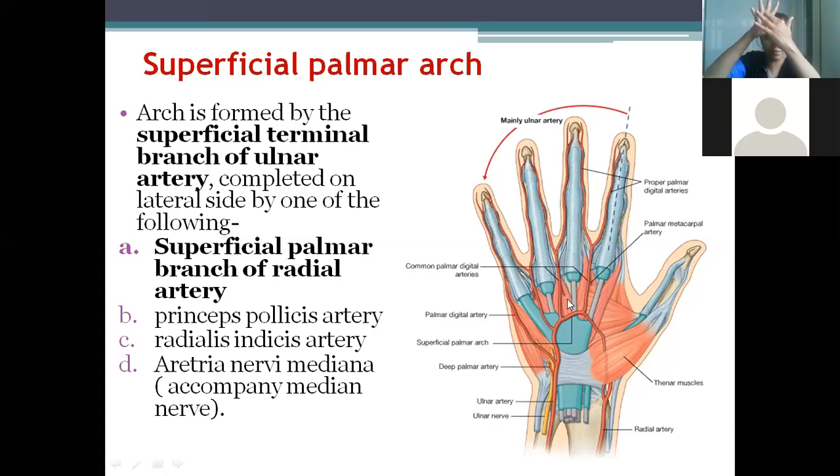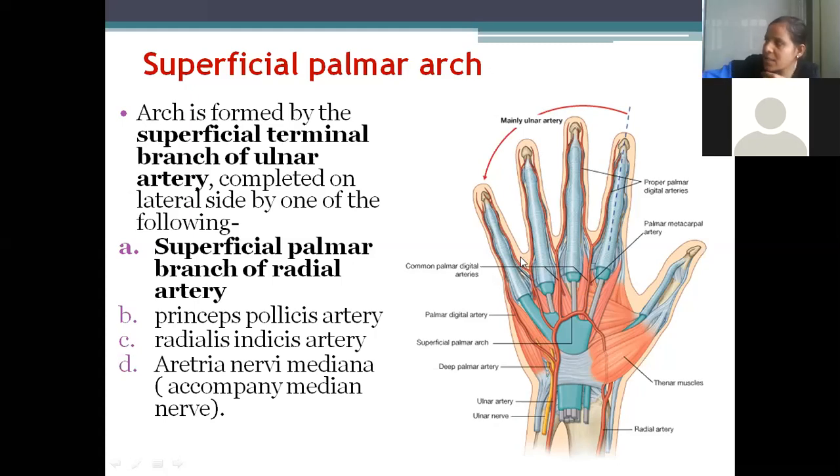Yesterday I told you these are web spaces, right? This is one web, this is one web, this is one web. So towards the web, you have these, which you call common palmar digital arteries. This word will come in nerves also again. The same word is used, common palmar digital artery. Once in that web space it divides into two.